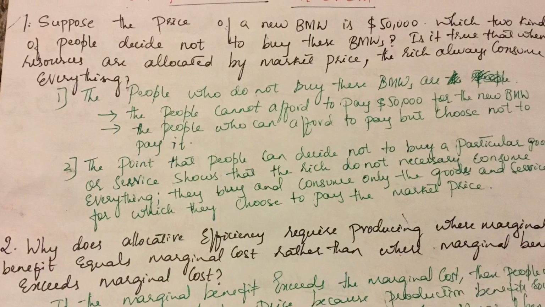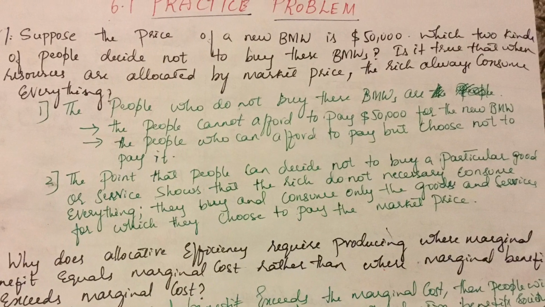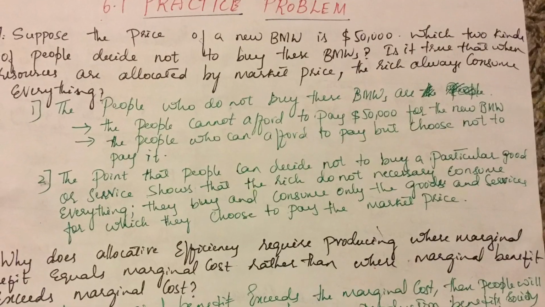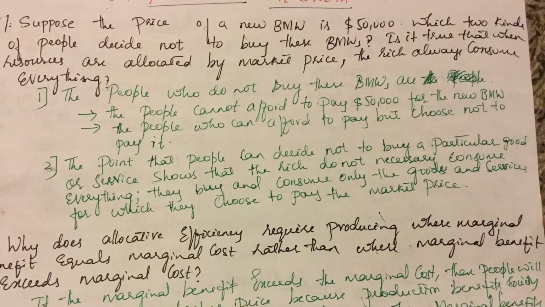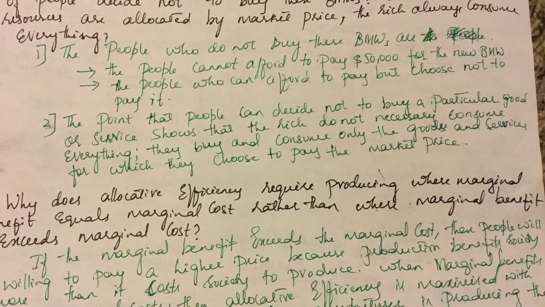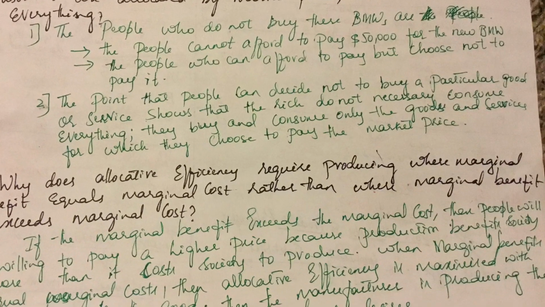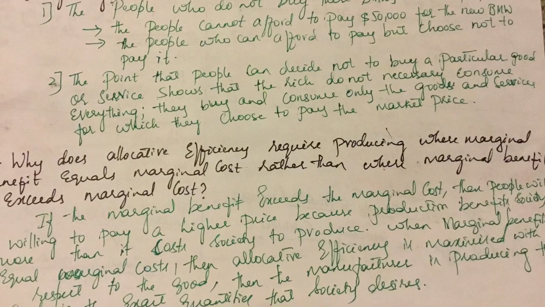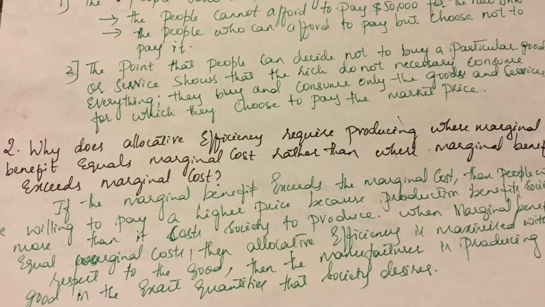This is 6.1 practice problem. Suppose the price of a new BMW is $50,000. Which two kinds of people decide not to buy these BMWs? Is it true that when resources are allocated by market price, the rich always consume everything?